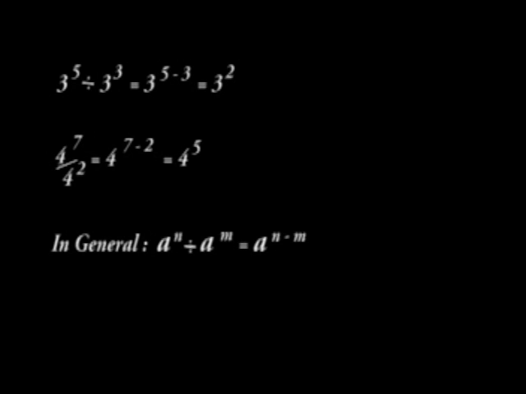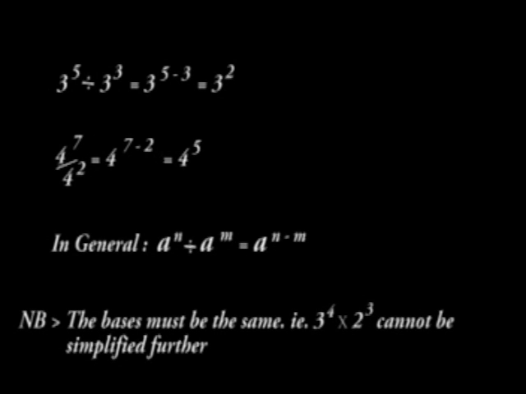Note that the bases must be the same. Otherwise, the multiplication cannot be done through addition of the powers. That is, 3 raised to power 4 times 2 raised to power 3 cannot be simplified further.